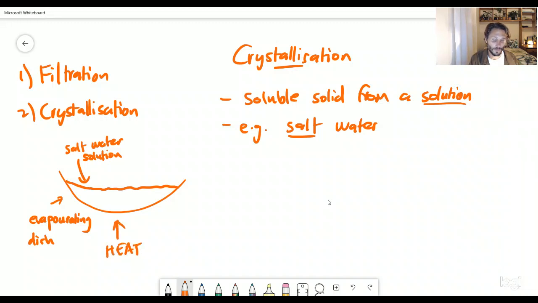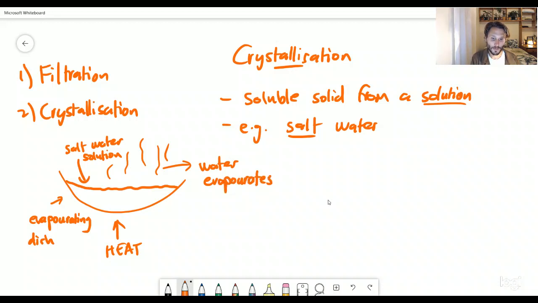Now this can be in the form of a Bunsen burner, or an alcohol burner, or you could just leave this evaporating dish with the salt water solution on the windowsill and let the sun be the source of heat. So what's going to happen is the water is going to evaporate off.